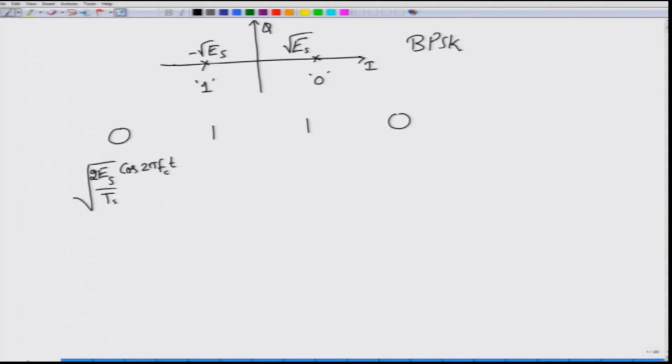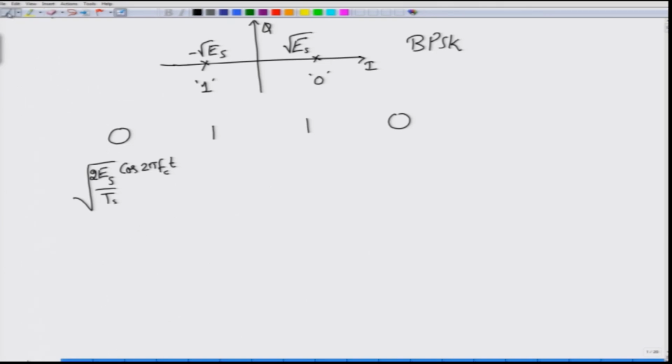We can also multiply this by 2, so that when I take the energy of this waveform, the energy will be square root of 2 Es by Ts, whole square, multiplied by Ts by 2. When you expand this, you will see that the energy is given by Es. Es stands for the symbol energy, in which case this is also the bit energy. So, in this case the bit energy is equal to the symbol energy. Because of this reason we will use square root of 2 Es by Ts as our amplitude of the carrier.